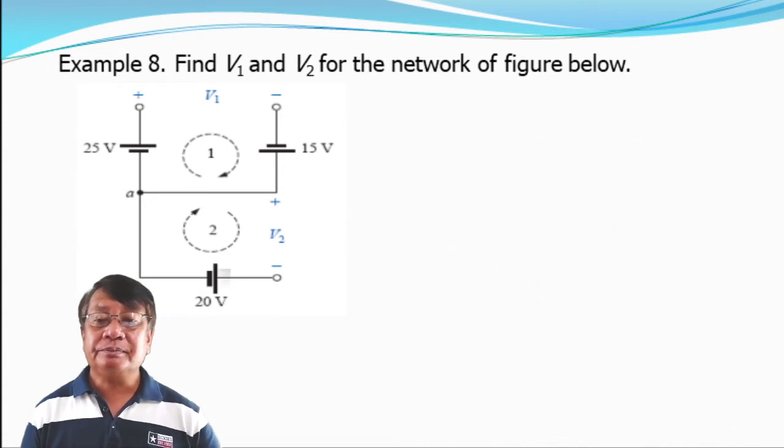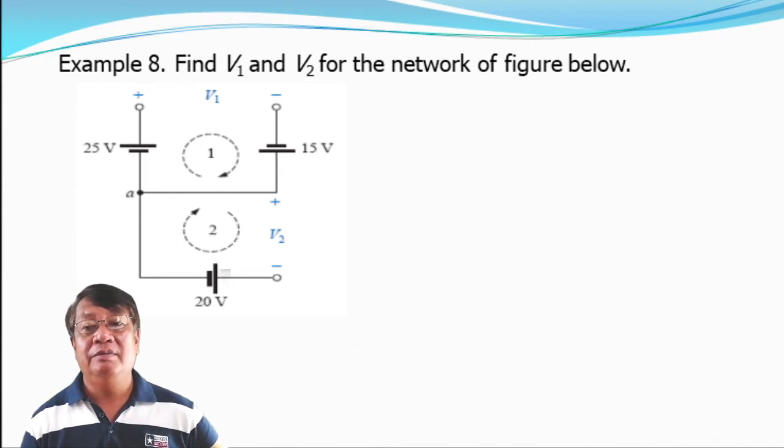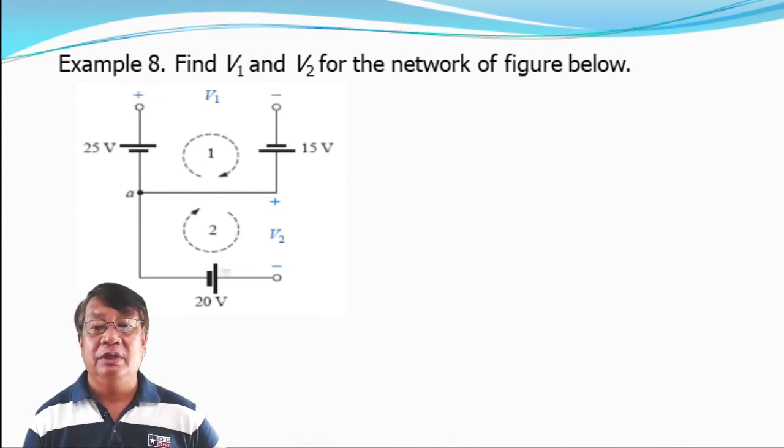Example number 8. Okay, so in example number 8 here, we have two loops. We have loop number 1 and loop number 2. In loop number 1, we have a voltage source of 25 volts, a terminal voltage of V sub 1, and another voltage source of 15 volts. And for loop number 2, we have a 20 volt source and the terminal voltage V sub 2. So our problem here is to solve for V sub 1 and V sub 2.